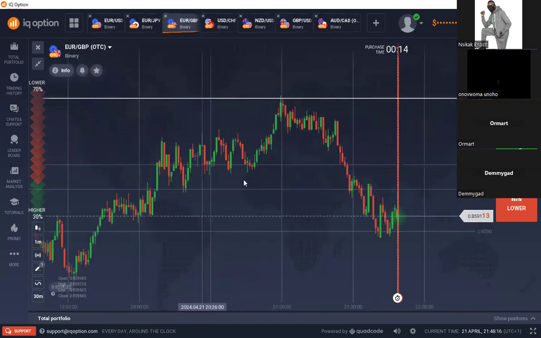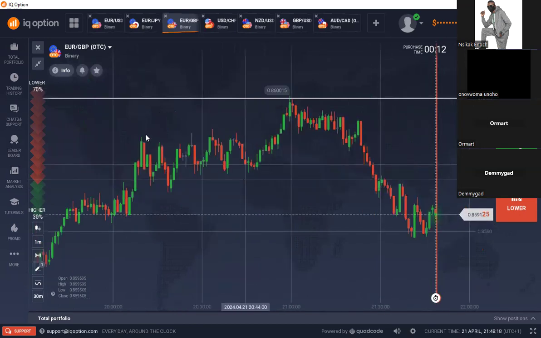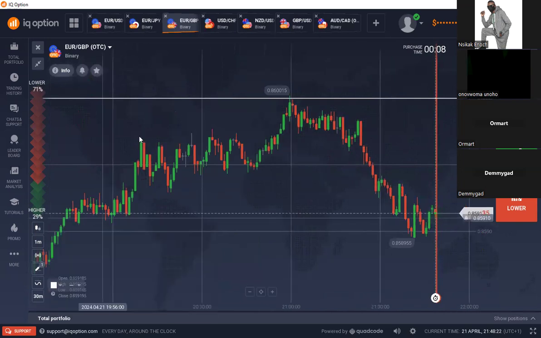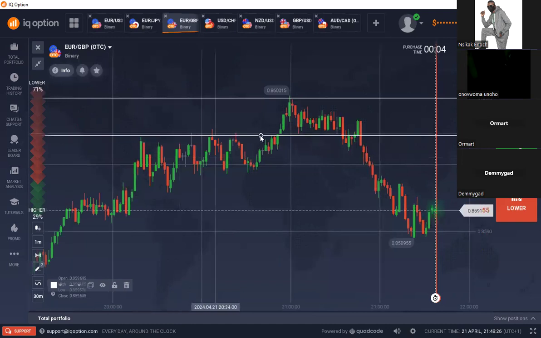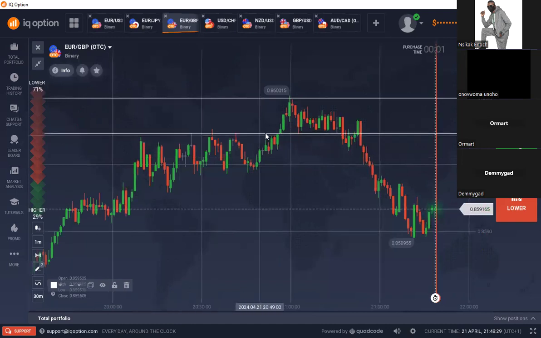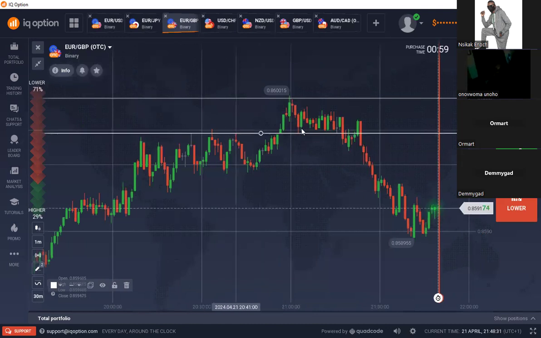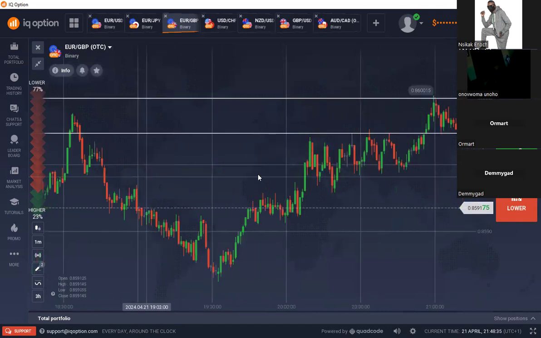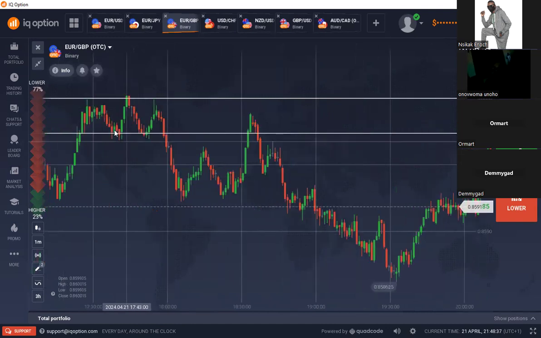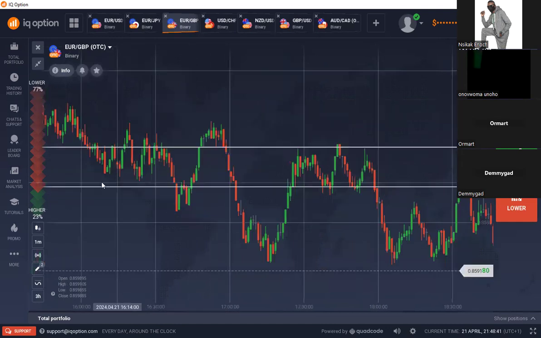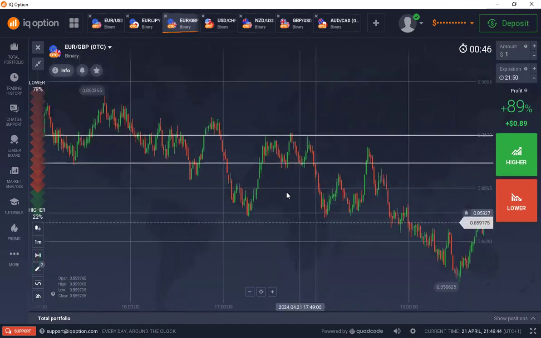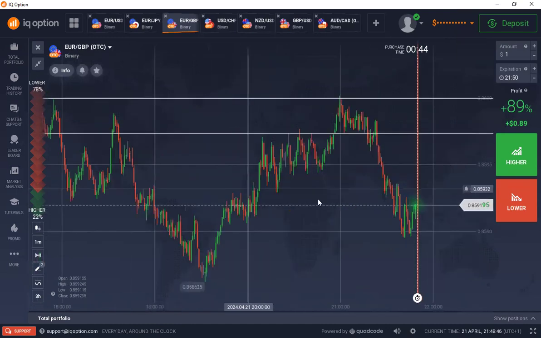Okay, take a look at this example here. This is a significant SNR. Extend the line to this. We have resistance, then we have support. Check on the left side. See that again, support and support. So that is our significant SNR.